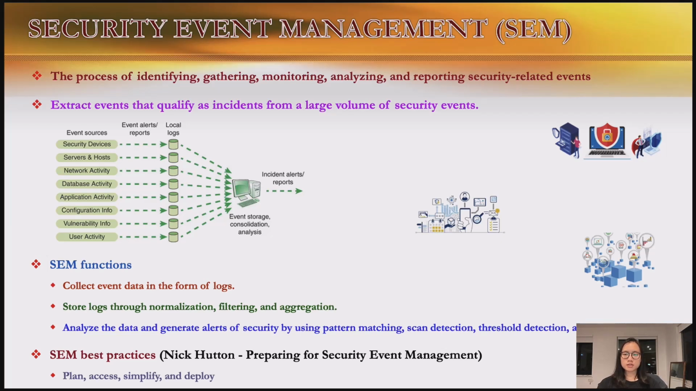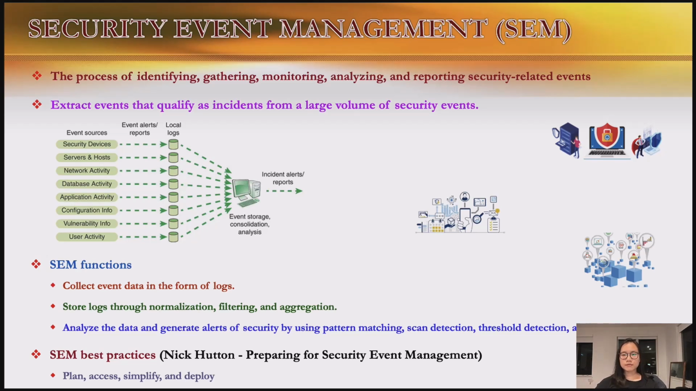The first one is the collection of data in the form of event logs. The second function is storing logs. As event data are gathered, they're generally stored in logs local to the devices. A number of steps need to be taken at this point. One of them is normalization. For effective management, the log data needs to be in a common format to enable additional processing. Another one is filtering. It includes assigning priorities to various types of events in the order of importance relative to each other. The last one is aggregation. It is about aggregating events into a more manageable amount of data.